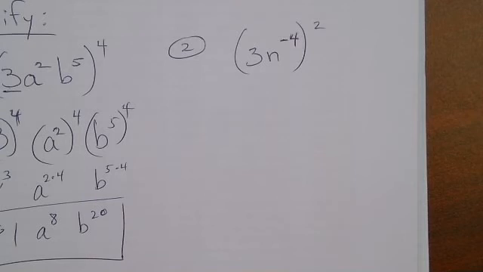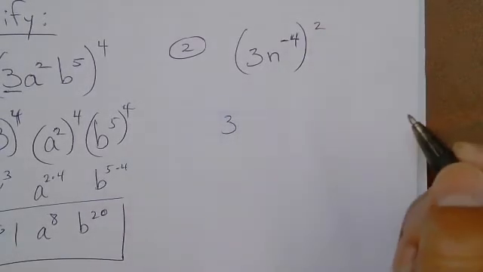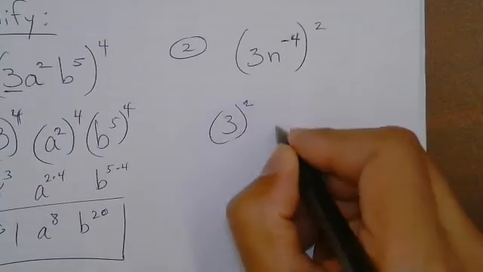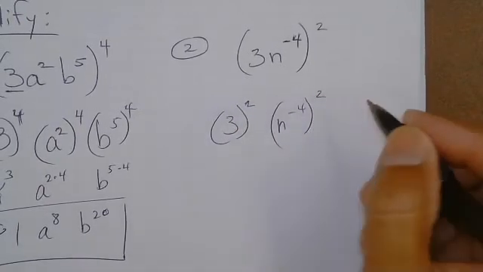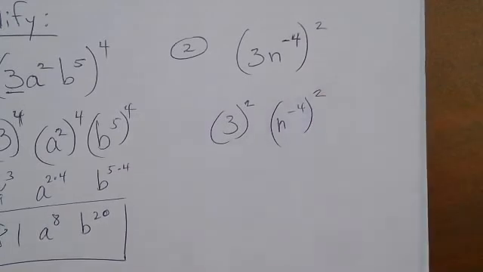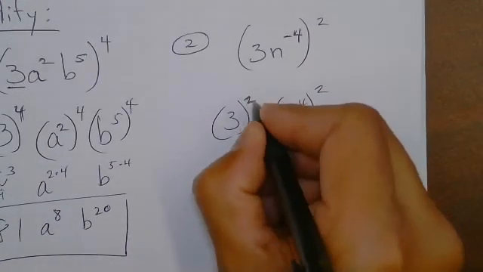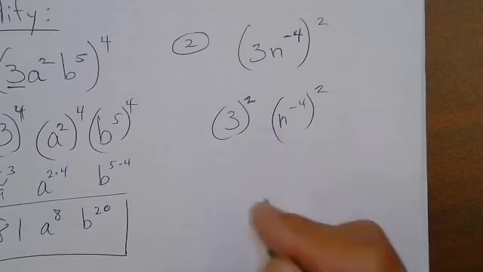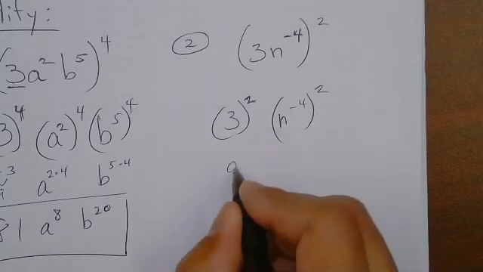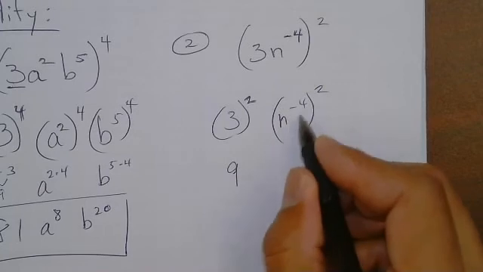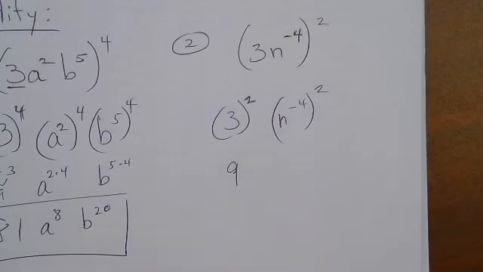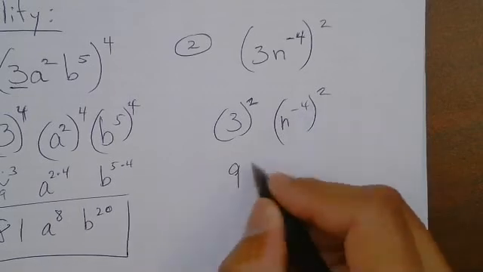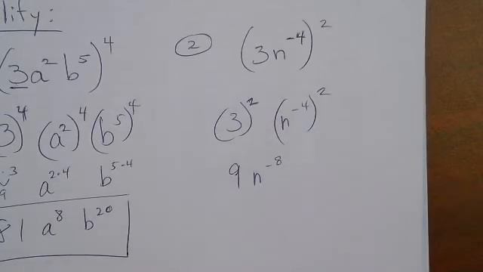What do you guys think? Well, again, each of them gets a power of what? 3 gets a power of 2, and the negative 4 also gets a power of 2. I can get the answer for this part already. 3 squared means 3 times 3, so that's 9. And what's going to happen here? You're going to multiply, because it's a power rule. Negative 4 times 2, you're going to get negative 8.